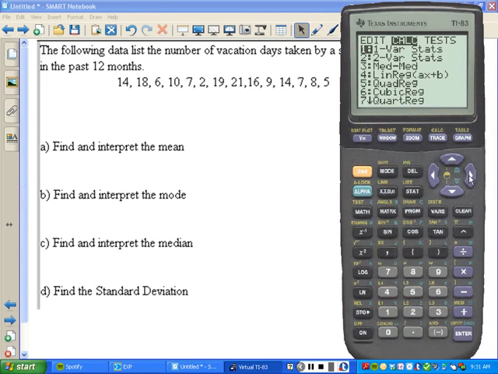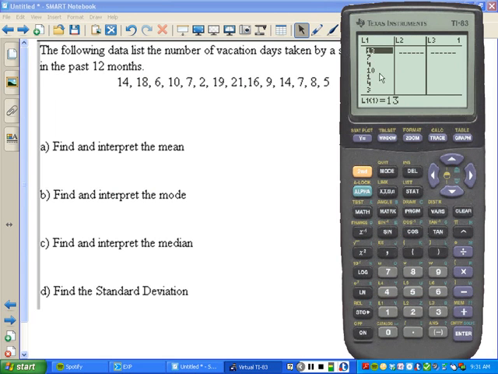Stat, edit. Now, if you have numbers there, how do you get rid of the numbers again? Go to the top, press clear, and then hit enter. And what button should you never press when you go to the top? Do not ever press delete. Okay?